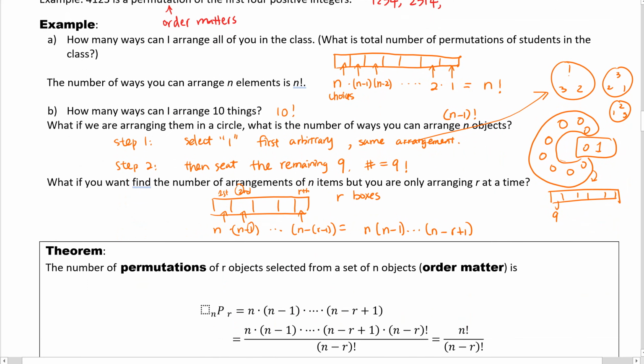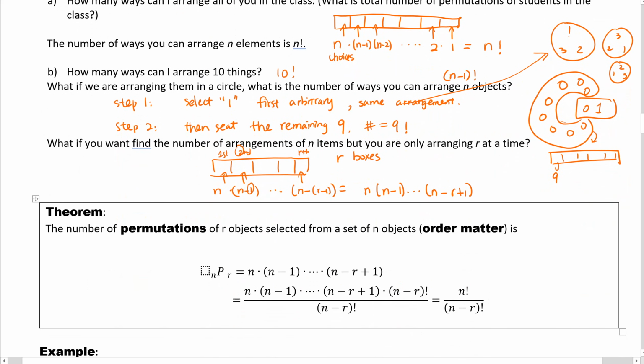Okay. Theorem. The number of permutations of r objects selected from a set of n objects, where order matters, is permutation n choose r. That is n times n minus 1 times and so on, down to n minus r plus 1, which is exactly what we show here. So we want to pick r objects from n objects, with the order mattering, to arrange.